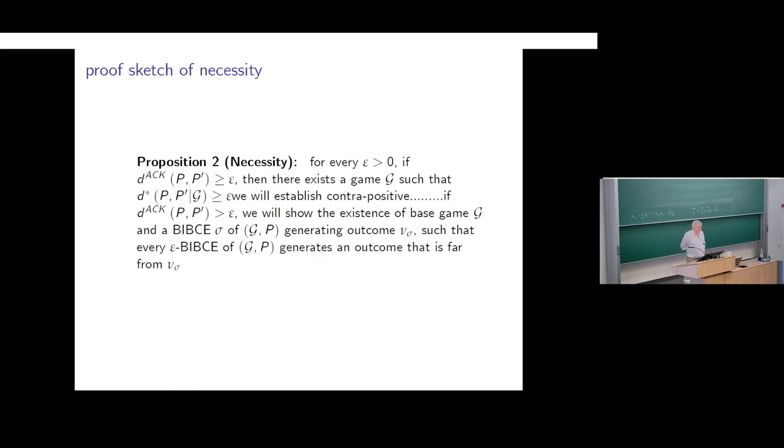Okay, for necessity, it's more complicated. What I've got to show you is that if two information structures are far apart, there exists a game. If they're not close in the almost common knowledge topology, then there exists a game where they're not close. So my job is going to be to construct one game that has the feature that for those two information structures, their equilibrium outcomes must be guaranteed to be different.